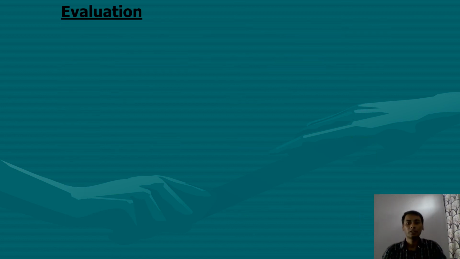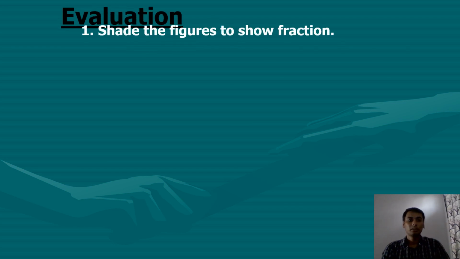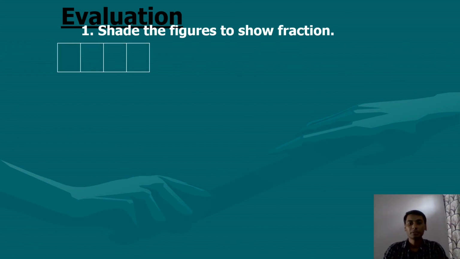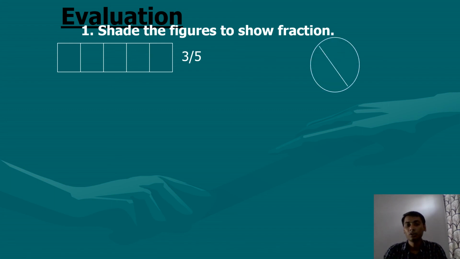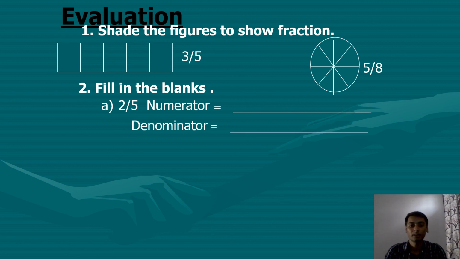Next, here is the evaluation time. Question one: shade the figure to show the fraction. Here is the picture, and the fraction is written here. You have to shade this picture according to the fraction 3 by 5. That means you have to shade 3 parts out of 5. In the same way, in another picture, you have to shade 5 parts out of 8. This is divided into 8 parts.